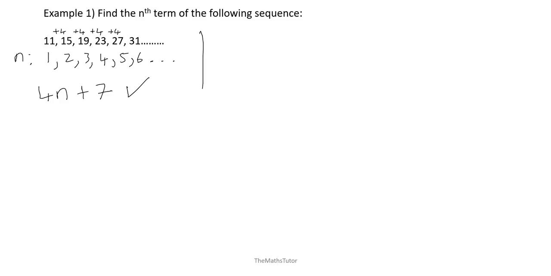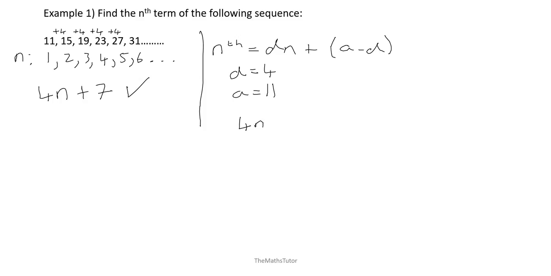For the sake of completeness, I will just use the formula method as well. So the nth term is equal to dn plus a minus d. D here is equal to the common difference, which is 4, and a here is equal to the first term, which is 11. Putting these numbers into this equation, you end up with 4n plus 11 minus 4, which is 7, which is of course the same.